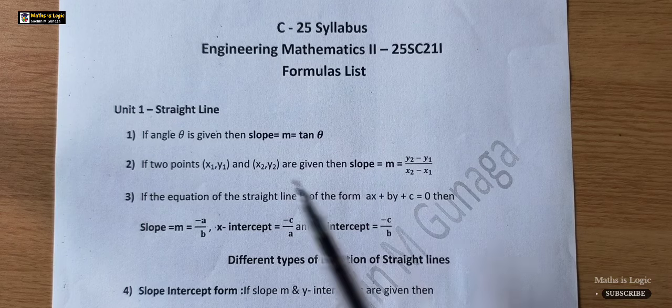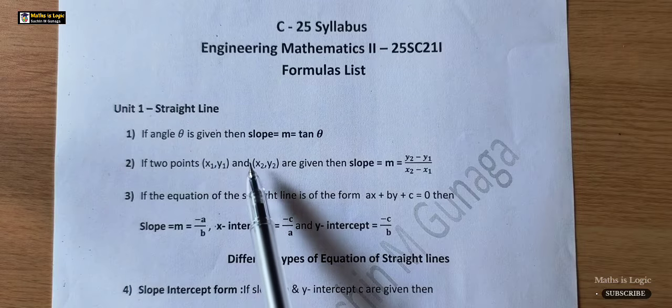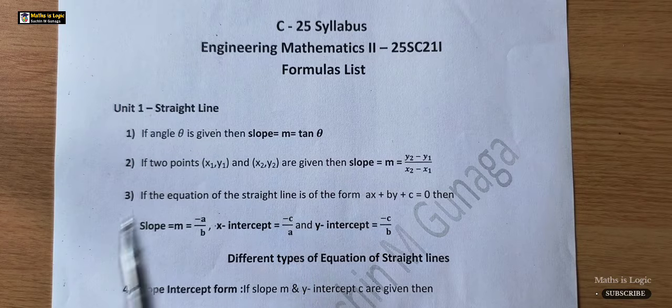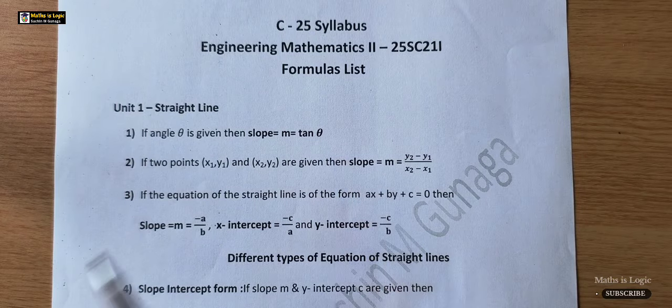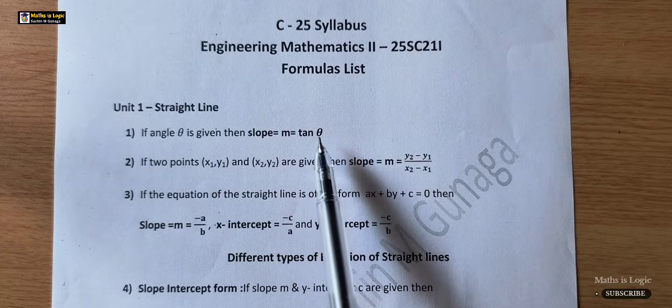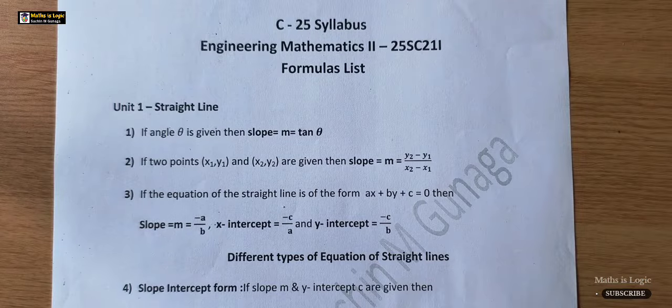In the first part, slope formulas come. There are three slope formulas for different conditions. The first slope formula is m equals tan theta. When you apply m equals tan theta, in the question they will mention the value of the angle, that is theta.